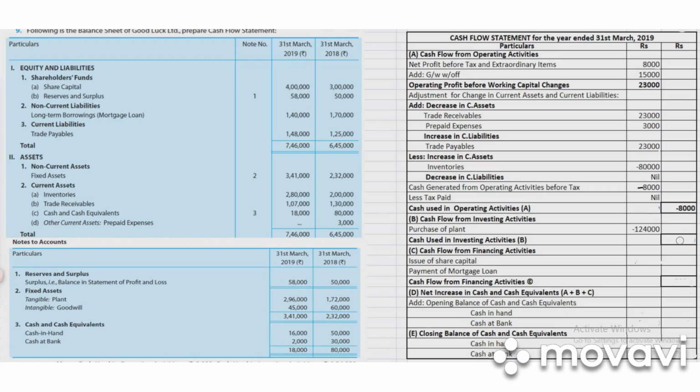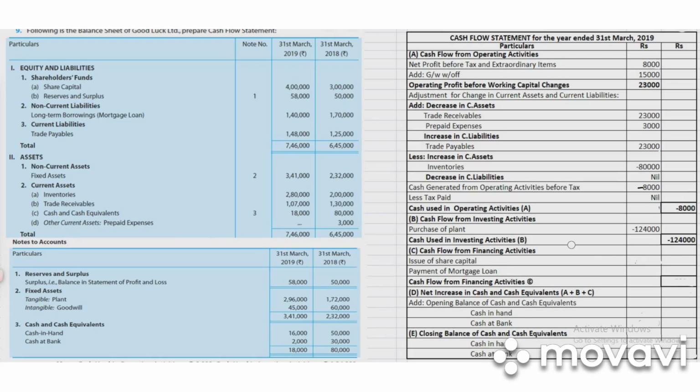Since there is no other item, the same item we put here also. Only one item is there, so the total will be the same. It will be again cash used in investing activities. As I already told you, this is cash outflow because it is a negative item. So we write used in. Here you can write in bracket. So investing activities is also over.